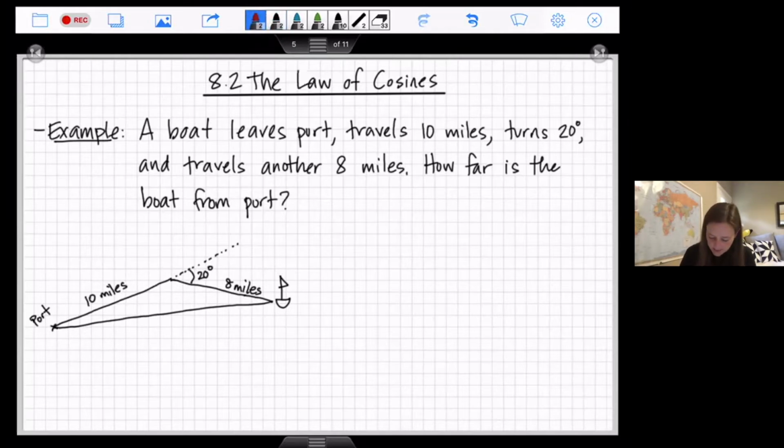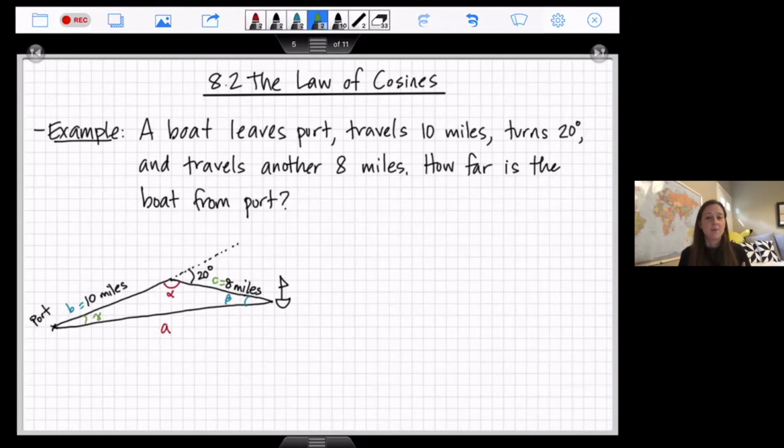I'm going to call this side length A, which means that this has to be alpha. And then it doesn't matter which side I call length B or C. If I pick this to be B, 10 miles, that means that this little angle over here is angle beta. That means that 8 has to be C, which means this is going to be my angle gamma. And we want to find side length A.